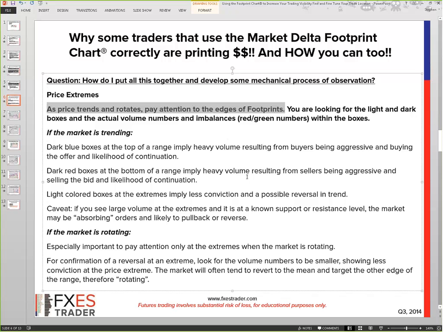So if the market's rotating, it's especially important to pay attention only at the extremes of that given balance area, hitting a potential high, rotating back down or moving down to a potential low. We have spent an inordinate amount of time, especially this year, with some selling that takes place in the morning, obviously New York time, 9:30 market open, and then literally grinding up all day, okay? That's been the mantra of many days and a very prominent pattern this year.